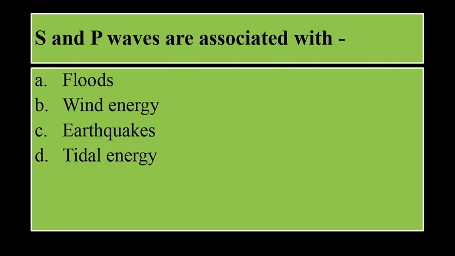S and P waves are associated with floods, wind energy, earthquakes and tidal energy. So what are S and P waves? They are secondary and primary waves. And what are these waves associated with? They are associated with earthquakes, which is option C.